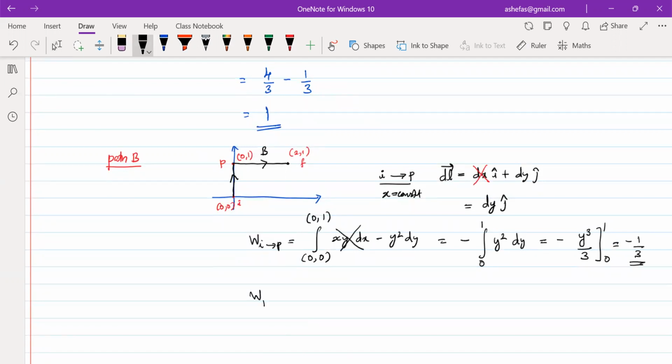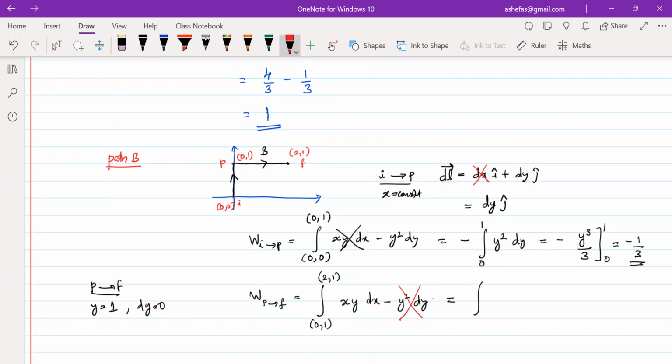Similarly, we have to find the work from P to F. For the work from P to F, the starting point is x equal to 0, y equal to 1, to x equal to 2, y equal to 1, and the integration is xy dx minus y square dy. Now from P to F, y is constant and equal to 1, so therefore dy equal to 0 and x changes. So the dy integration would vanish, and we have xy dx, in which y is always 1. Therefore, that integration we can write as x times dx with limit from 0 to 2.